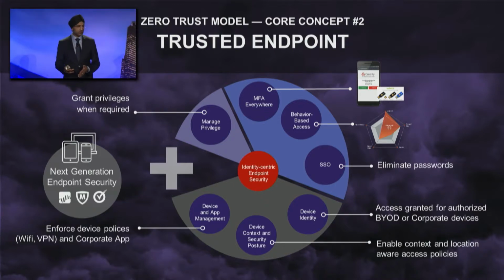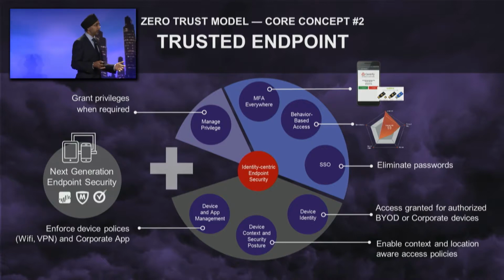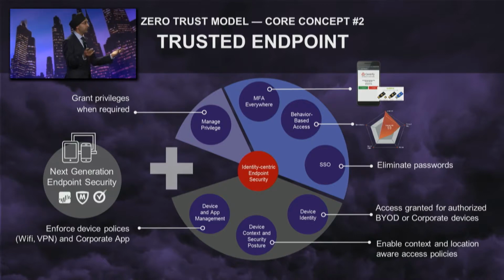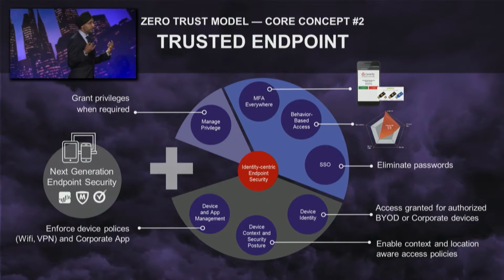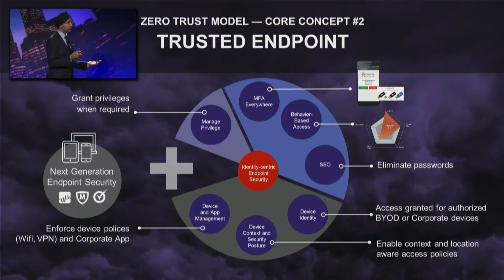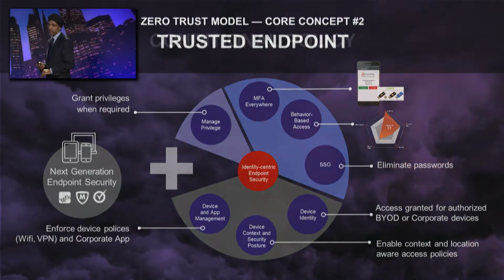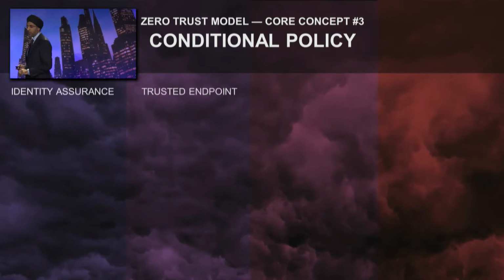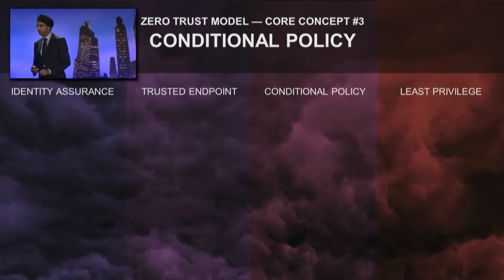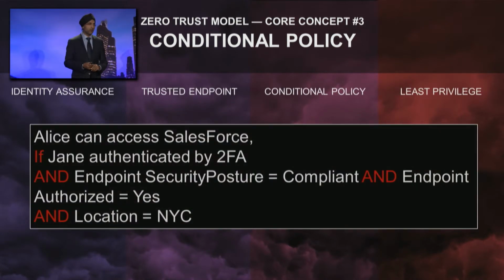All these controls with next generation endpoints essentially give you a posture for the endpoint. Because imagine this, back to zero trust. If you can't trust anything, you've got to be able to identify the user and now also trust that the endpoint is secure as well. So let's bring these two concepts together. I've got identity assurance and trusted endpoint. It gives me conditional policy.